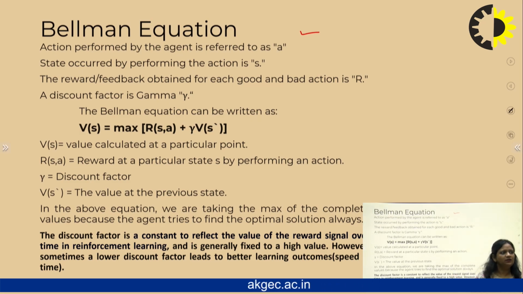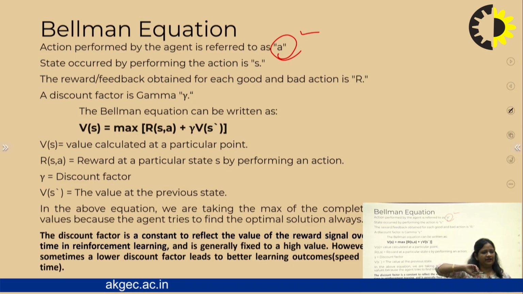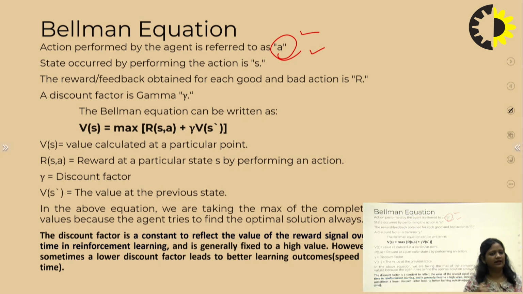For example, the action performed by the agent is referred to as A. We represent action by the symbol A. When the agent is in a state S and performs some action A to reach another state, the state is denoted by S. So in all, we represent an action by the symbol A and a state by the symbol S.